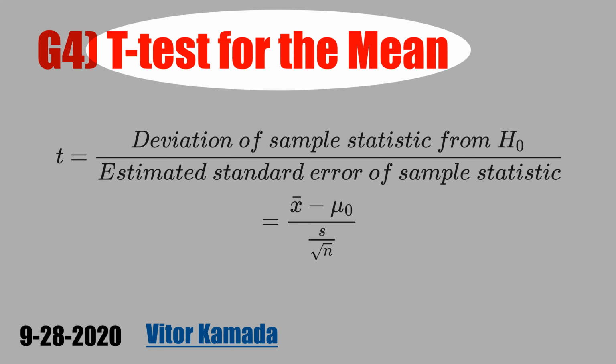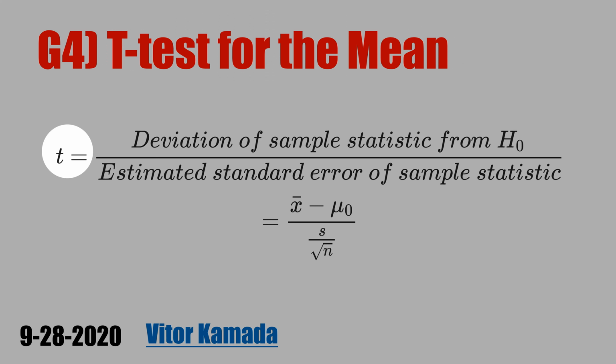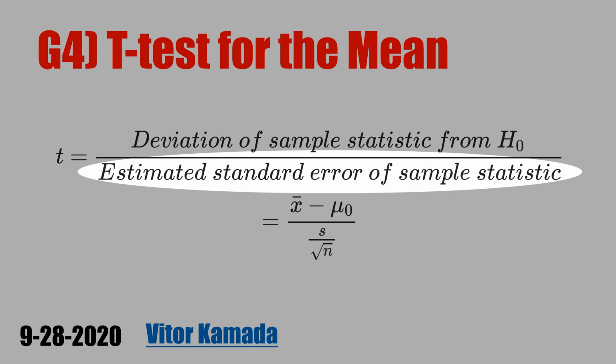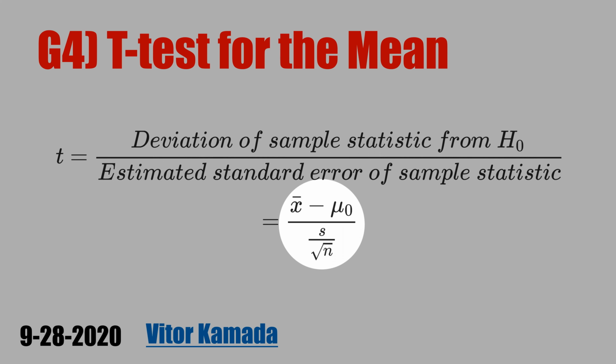In this video, let's learn how to do a t-test for the mean. The t-statistic is given by the deviation of a sample statistic from the null hypothesis divided by the estimated standard error of the sample statistic. In mathematical language, it is x-bar, the mean that comes from the data, minus mu0, that's from the null hypothesis, divided by the standard error, that is s divided by the square root of n.